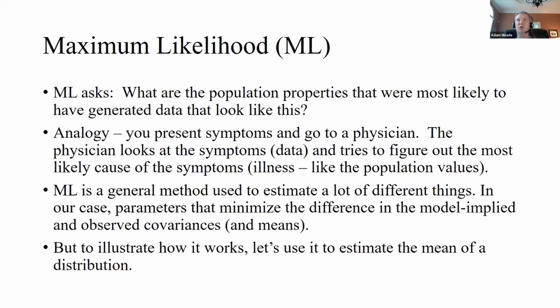In general, what maximum likelihood estimation tries to do is to say, what are the population properties that were most likely to have generated data that look like this, right? Maximum likelihood estimation assumes that you've got data pulled from some population, and that the data are representative of that population. And it tries to say what properties of the population were most likely to have given rise to these kind of data, right?